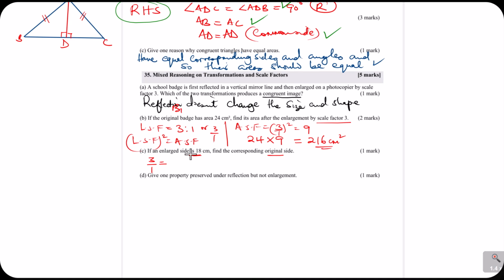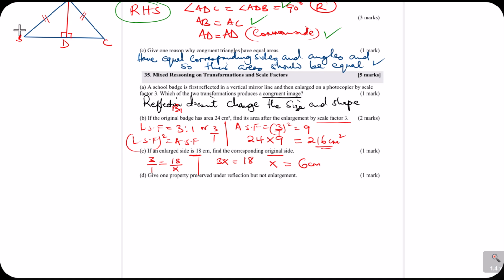So if it is enlarged, that becomes the image. So 18 represents the image, and then the object, which is the original side, should be represented by x, because I don't know that. That is what I'm looking for. So when you cross multiply, 3 times x, you get 3x equals 18 times 1, which is 18. And this gives x to be 6 centimeters.